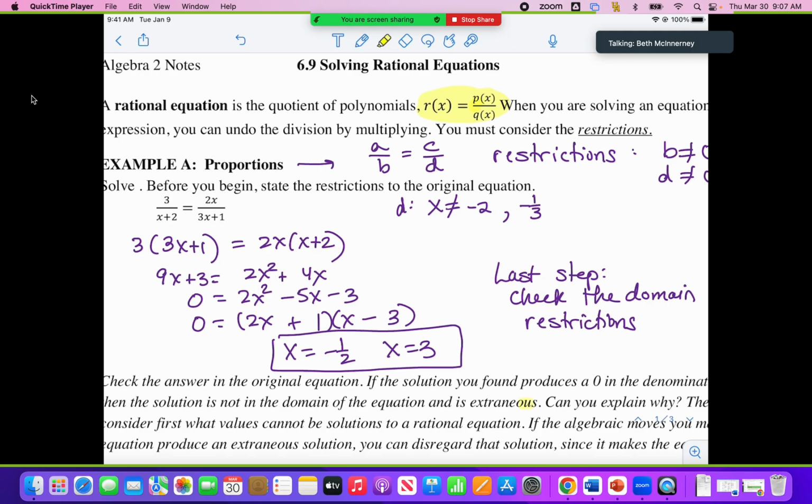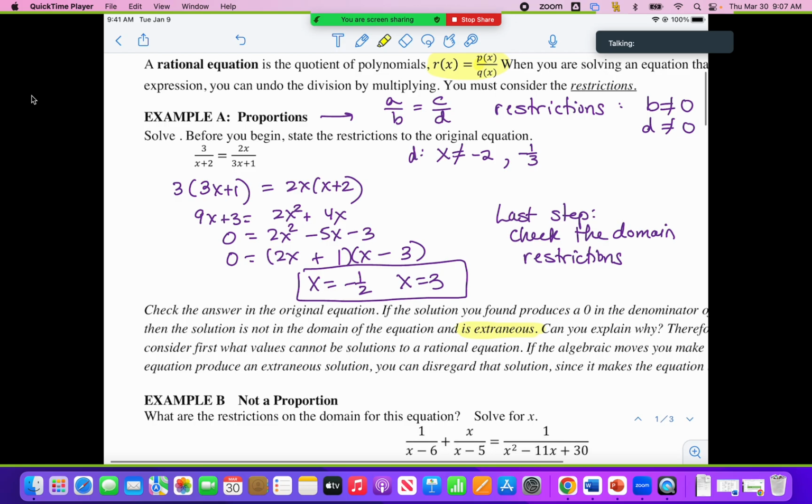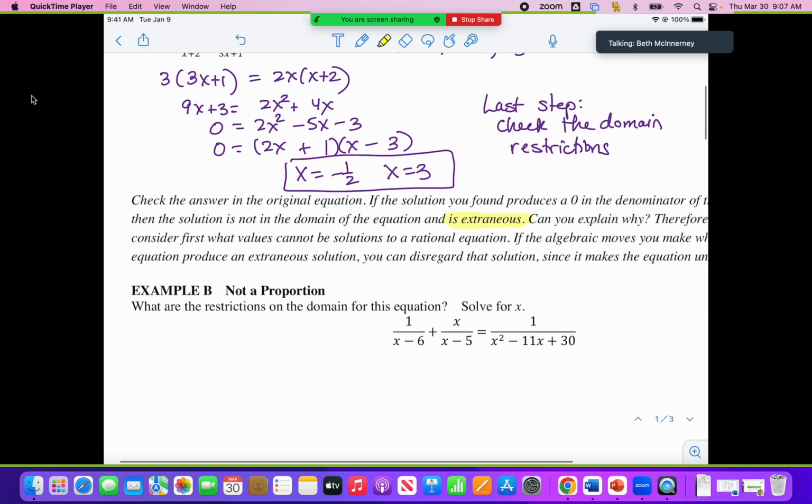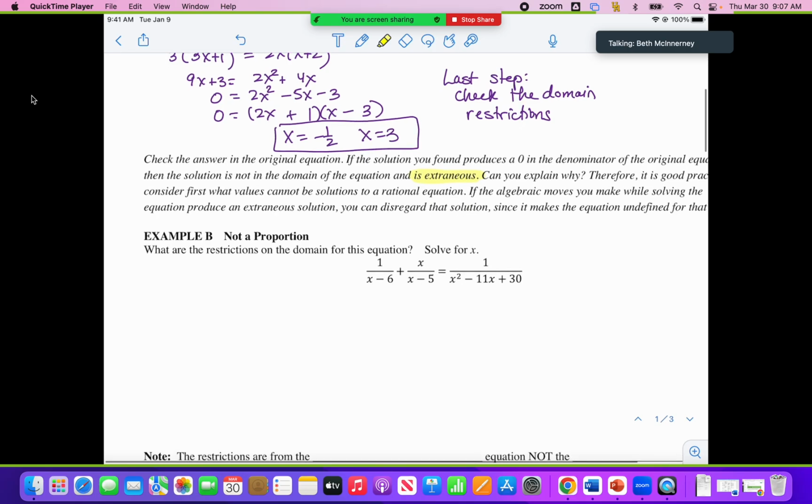So let's use our highlighters. All right, so let's look at an example that's not a proportion. So how are you going to solve it? You've got a couple of options, but I'm going to show you what I think is the easiest. Step 1, factor each denominator. Step 2, determine the restrictions.